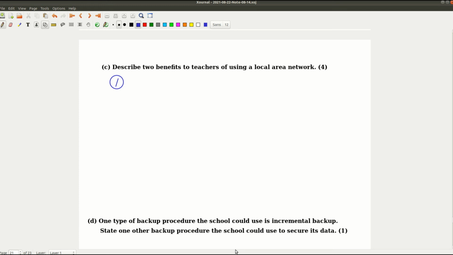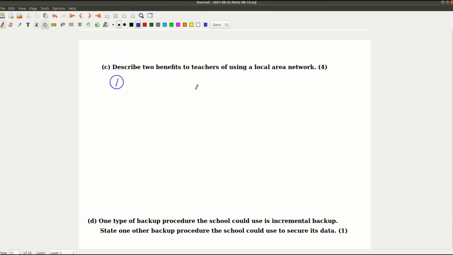Okay. So question number 1 is, what's the benefit to teachers of using a local area network? Number 1 is, you can easily share or store files, so it can be accessible by colleagues or people. Like in your home, if you want to print something, you connect your printer to your computer through Wi-Fi, and then you send your documents to the printer for printing. So they are using the same Wi-Fi network. That one is a local area network.